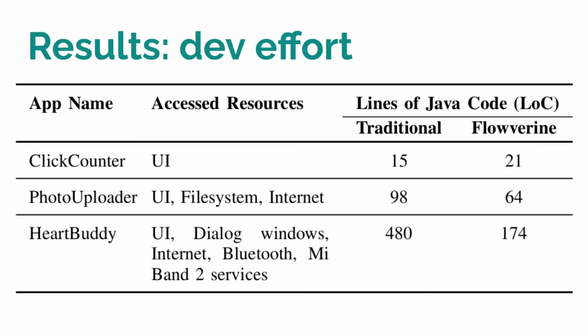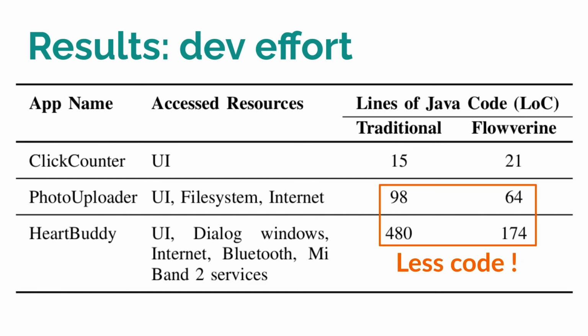We evaluated the system across different features. First we evaluated developer effort, since Flowverine expects the developers to acquire a new programming model. We evaluated how much effort it requires to switch from the traditional Android development model to the new one. And it turned out that for a simple application, indeed you have to write slightly more lines of code, as is the case for the click counter application, but for the more complex applications that require a lot of access to certain resources, for instance network or devices, we see that Flowverine applications require fewer lines of code. This is mainly due to the fact that application developers can use a lot of existing Flowverine API elements that provide certain features to their application, so they don't need to write those themselves.